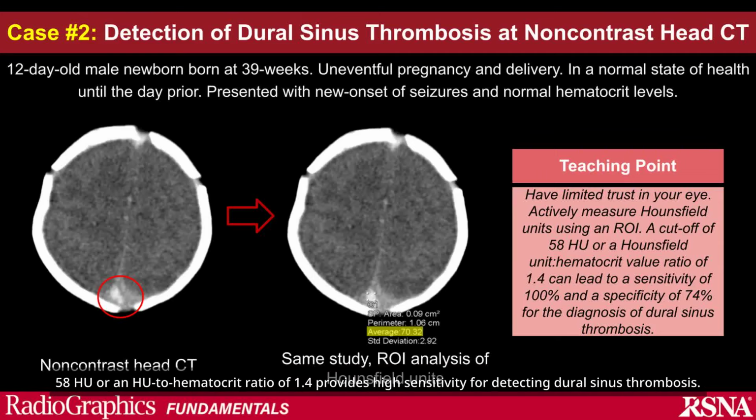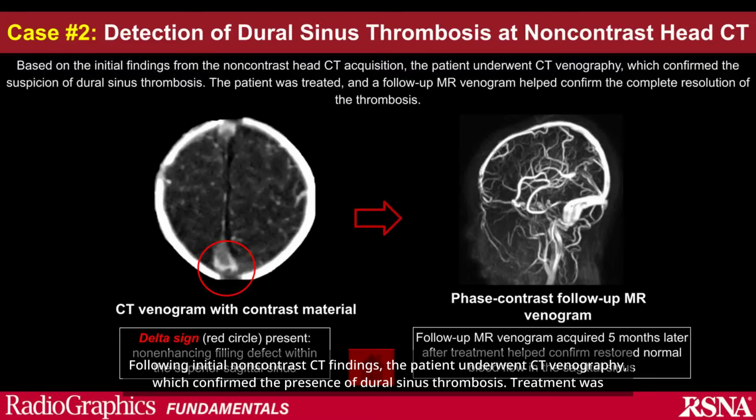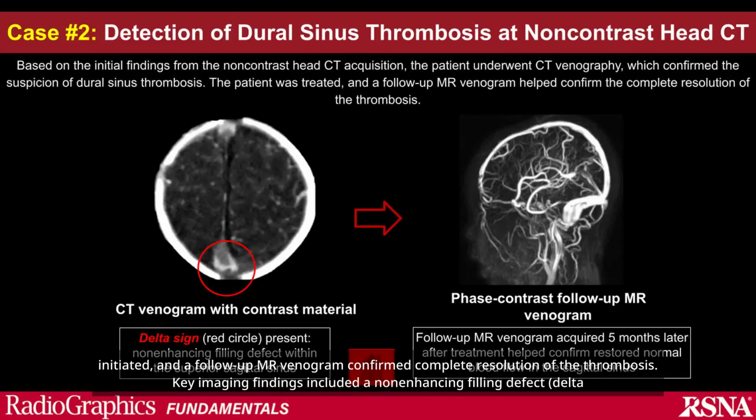A cutoff of 58, WHO, or an WHO to hematocrit ratio of 1.4, provides high sensitivity for detecting dural sinus thrombosis. Following initial non-contrast CT findings, the patient underwent CT venography, which confirmed the presence of dural sinus thrombosis. Treatment was initiated, and a follow-up MR venogram confirmed complete resolution of the thrombosis.